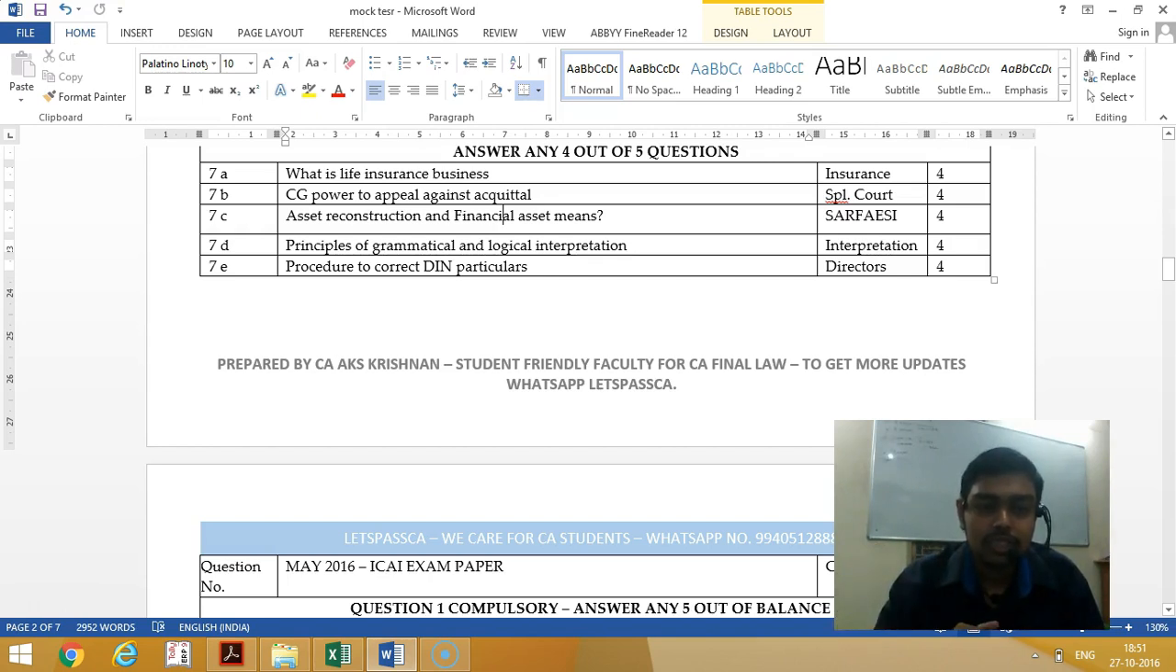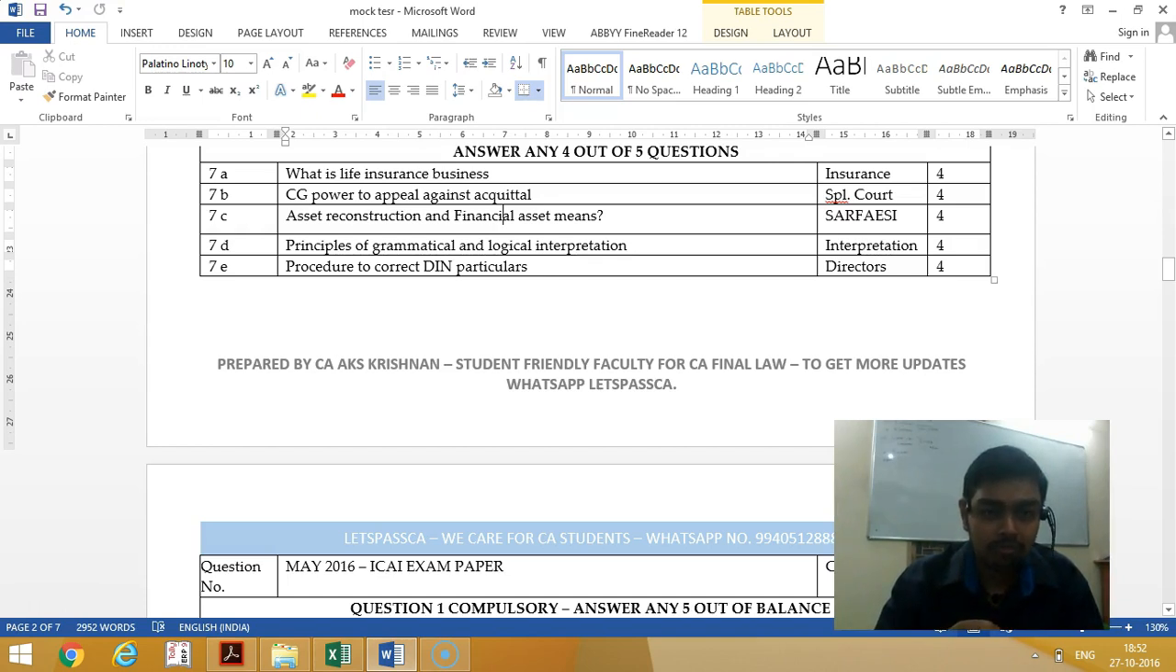Next, asset reconstruction and financial asset. Financial asset means a debt receivable, mortgage receivable, loans receivable, secured or anything. Asset reconstruction means taking into possession the financial asset and changing over the management, then appointing, then leasing the company. Those things are asset reconstruction.